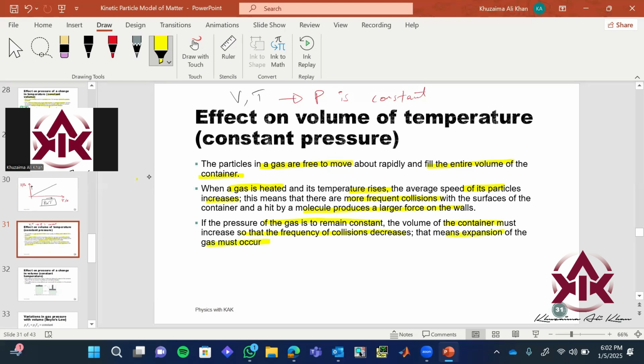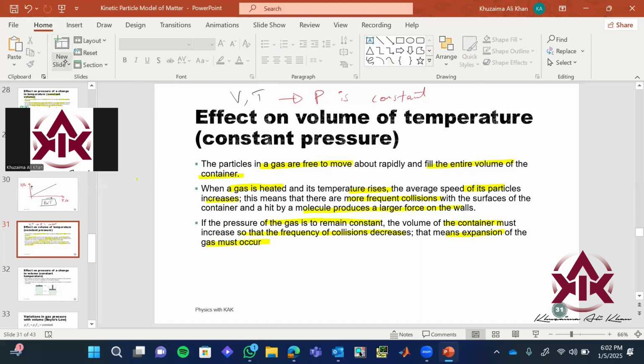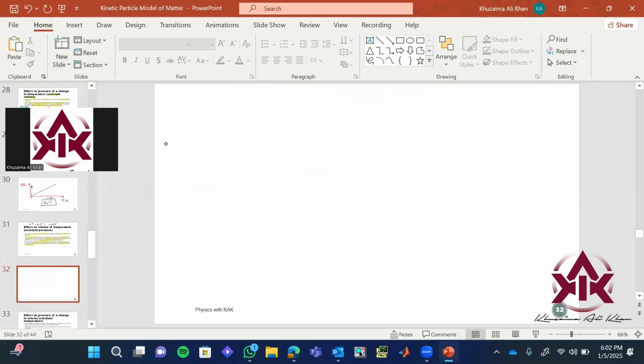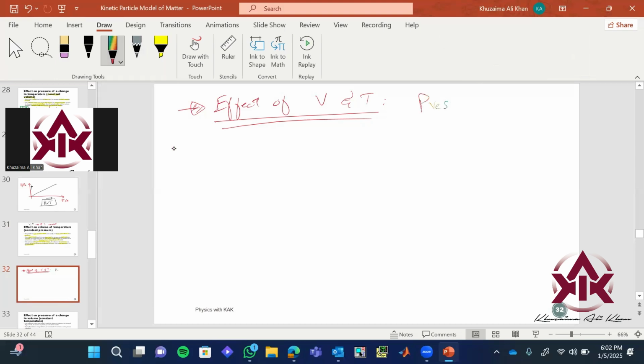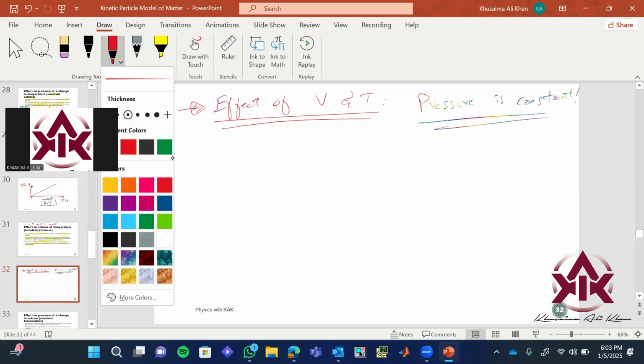So what is it saying? Let me try to relate this with an example. Let me dictate the algorithm they are describing over here. Again, what we are trying to do is find out the effect of volume and temperature, while keeping what fixed? Let me write it down: the pressure is constant. This is very important. Pressure is constant.